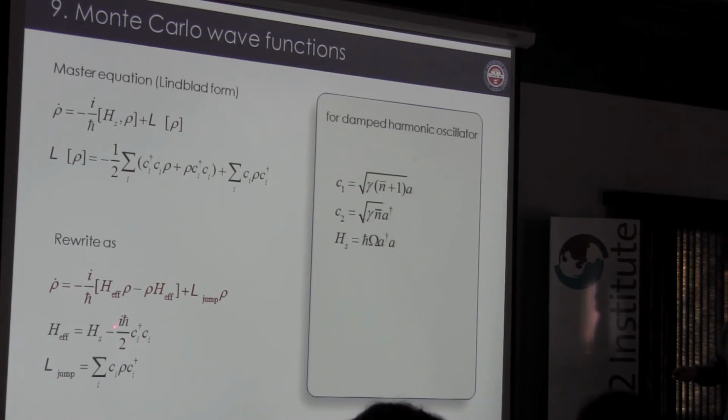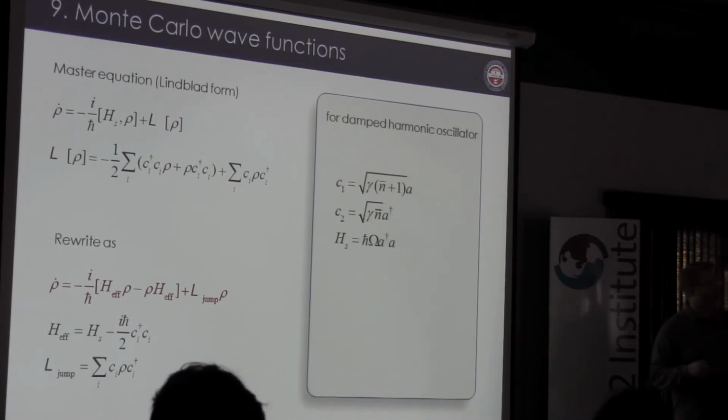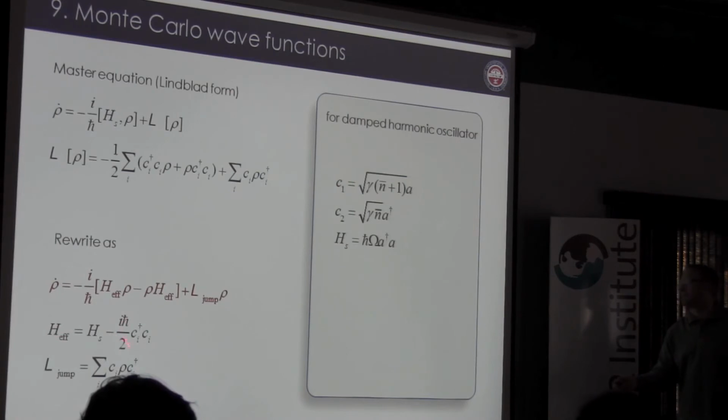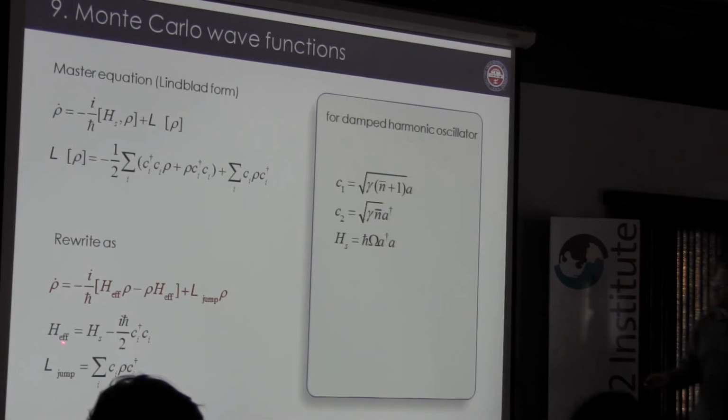But if you remember from quantum, if I have a non-Hermitian Hamiltonian, I get non-unitary evolution, by which I mean the norm of the wave function isn't preserved over time. Okay, so that's the effect of having an imaginary piece in your Hamiltonian.